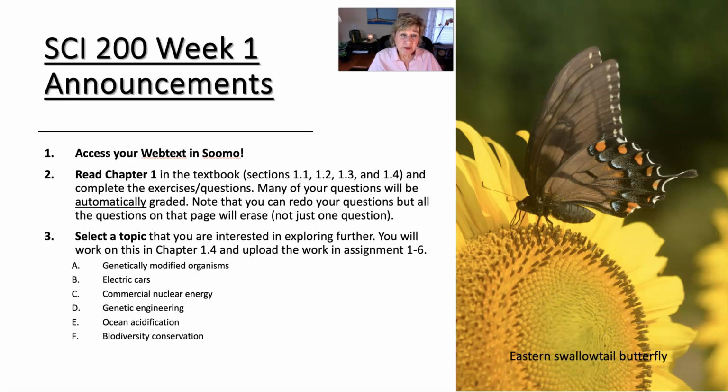Biodiversity conservation. Having biodiversity in an ecosystem is terribly important. And what does that mean? You have many different species and many different numbers of those different species in an ecosystem. That helps to keep the ecosystem healthy. Every organism has its place and plays a role in an ecosystem.